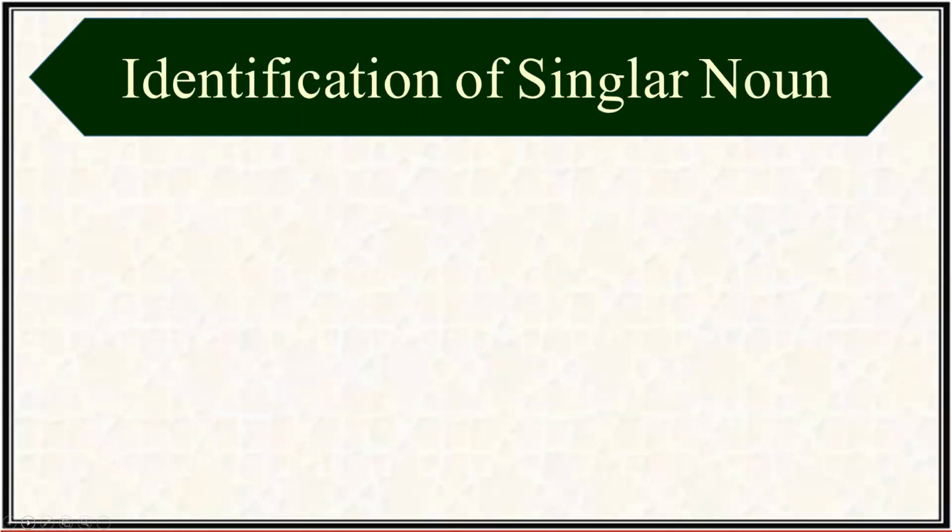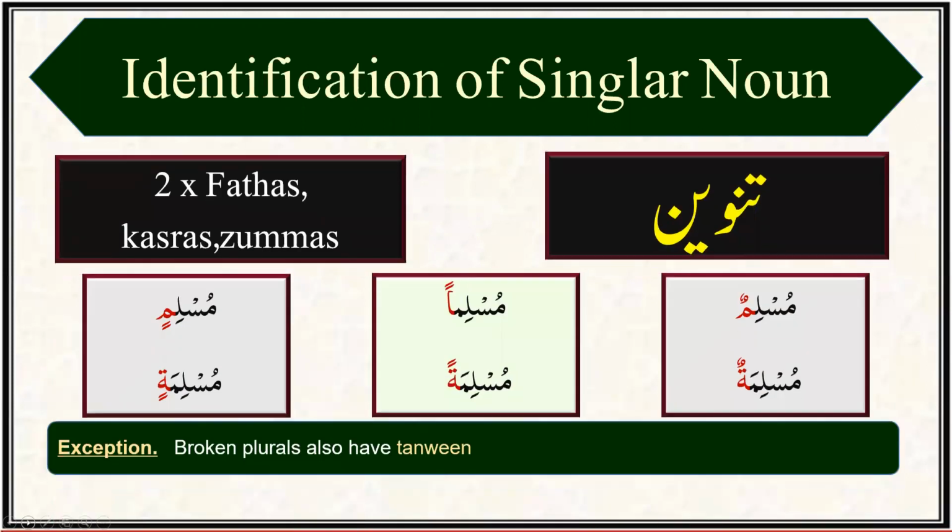Now the next question arises: how can we identify singular nouns from Quran Majid? So please note down, if any word would have a tanween at the last half, it would be considered as a singular noun. Once we say tanween, it means either it can have two fathas, two kasras, or two dammas. Examples are muslimun, musliman, muslimin, muslimatun, muslimatan, muslimatin. In all these examples, you can clearly see there are tanween at the end of the word.